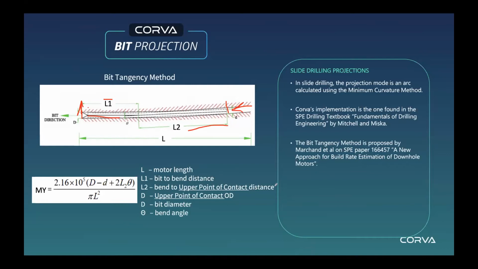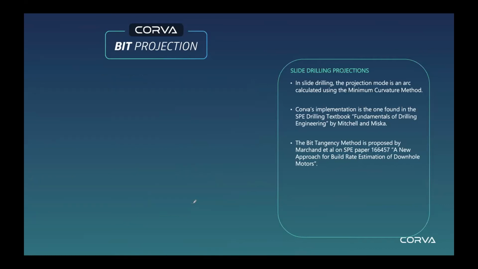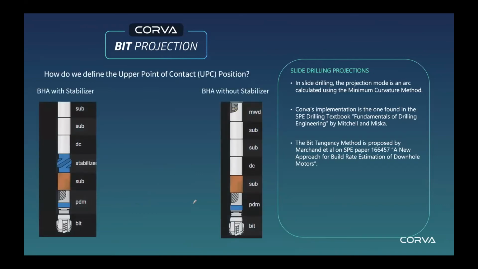upper point of contact, which we'll cover more here in just a second. We have to have ODs, bit diameter, bend angles, etc. Okay, so how do we define upper point of contact? Within Corva's environment, we have several different collections that we have access to easily. So when we get new BHAs put in for the current run, we consume those values in Corva, and then we can just go get those values and plug those into our bit tangency method to approximate motor yield.